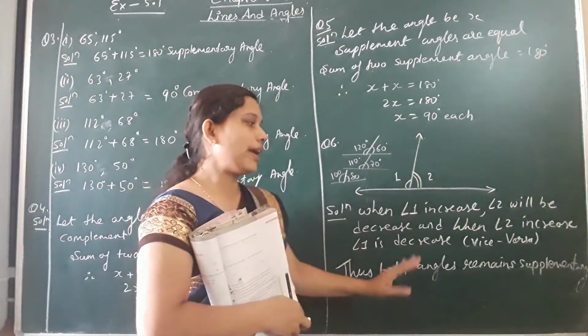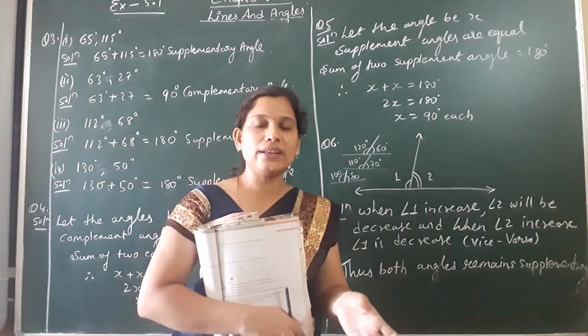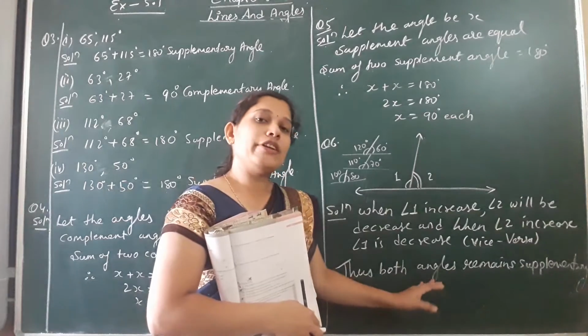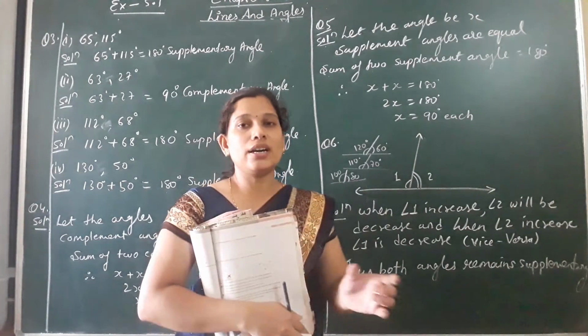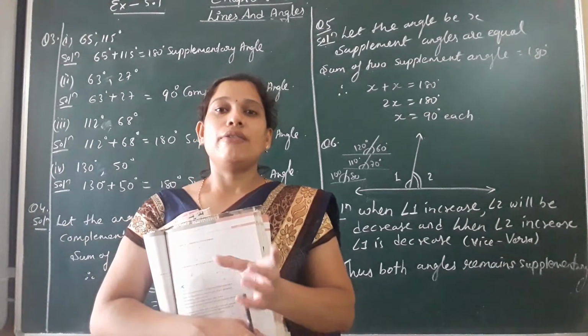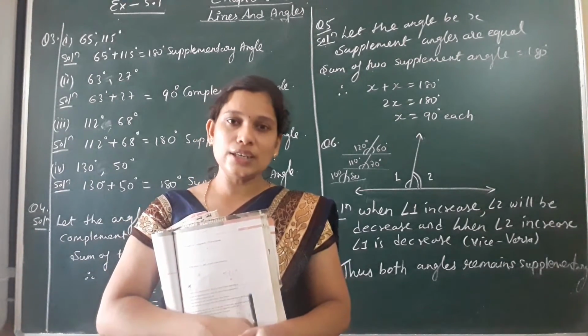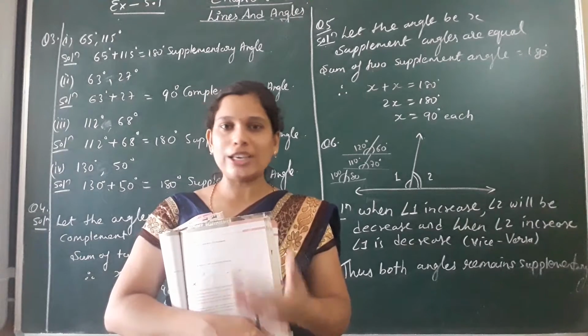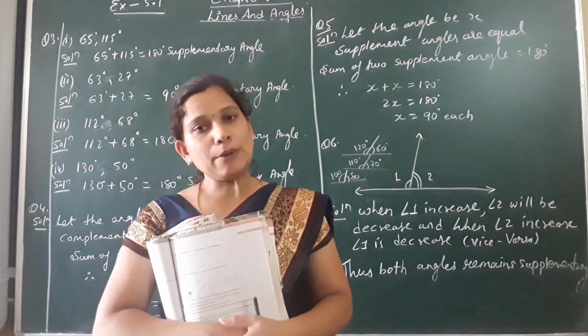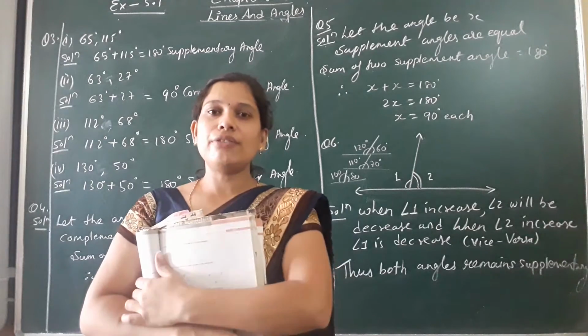Thus in both cases, whether one increases or decreases, the angles will remain supplementary angles itself. If the value of 1 increases then 2 will decrease, and if the value of the angle 1 decreases then 2 will increase, vice versa. So in both the conditions the angles remain supplementary angles only. Clear everyone up to here?